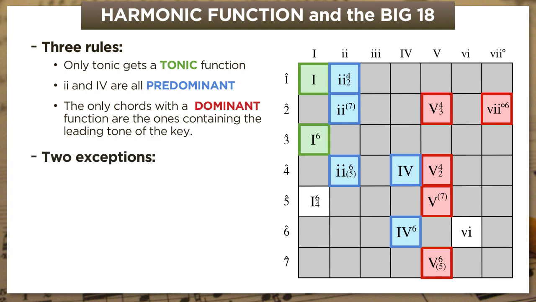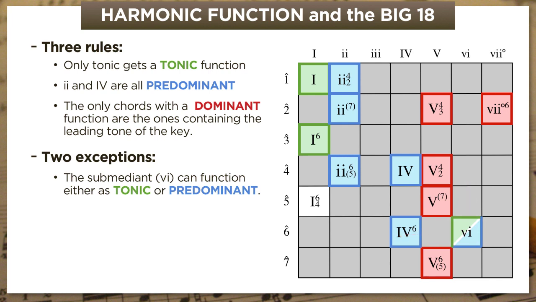Exception number 1, depending on context, 6 can either be a tonic or a predominant. All right, and we'll see both of those instances today. And exception number 2, a very important one, 1-6-4 typically has a dominant function, not the tonic function that you might expect. So that's pretty much all the theory I'm going to give you in this video.